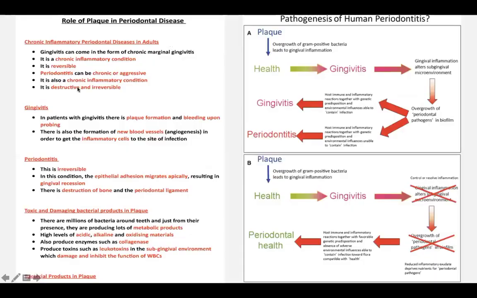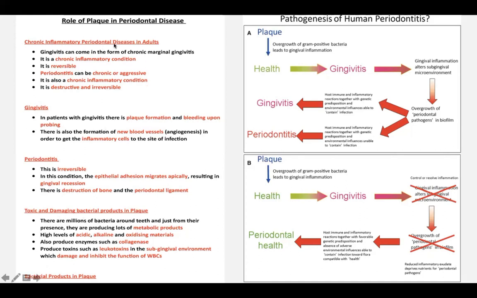On the left side, there's the role of plaque in periodontal disease. I want you to read by yourself how plaque causes chronic inflammatory periodontal disease in adults, up to which stage it is reversible, and when it becomes chronic, it can lead to gingivitis, and gingivitis, if not taken care of, will lead to periodontitis. And then we have toxic damaging bacterial products in plaque.